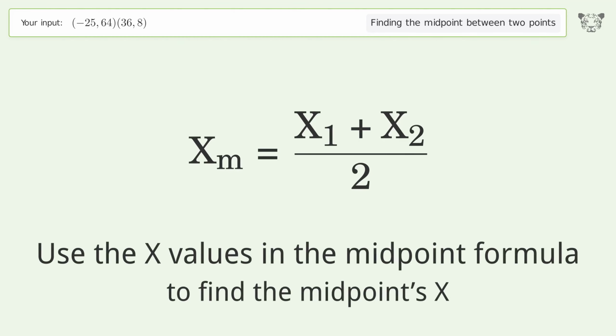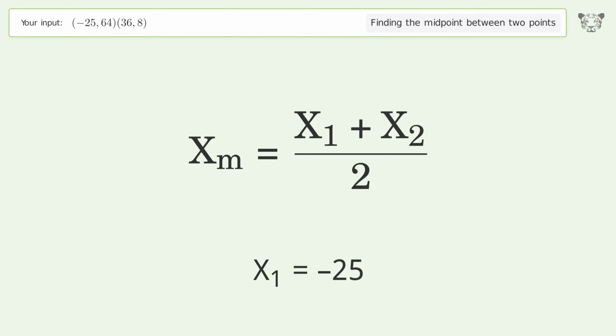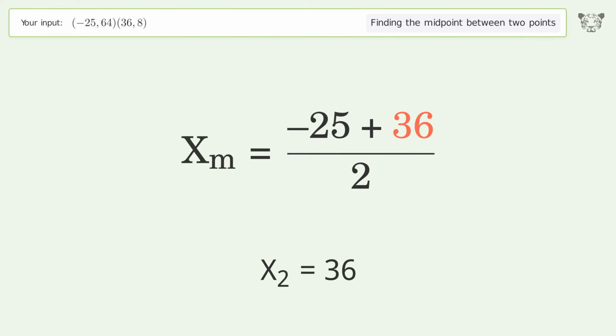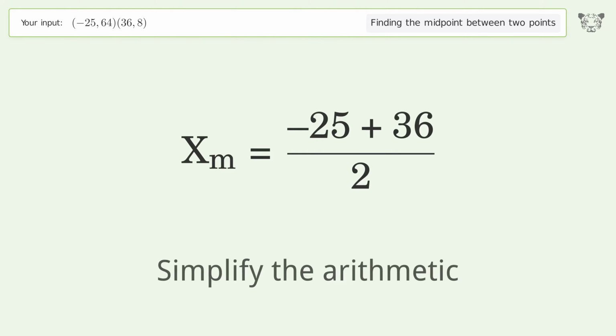Use the x values in the midpoint formula to find the midpoint's x. x1 equals -25. x2 equals 36. Simplify the arithmetic.